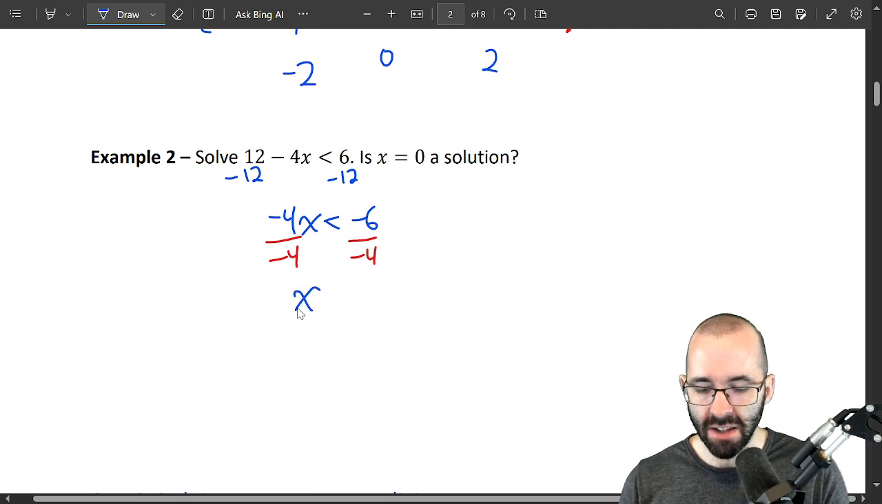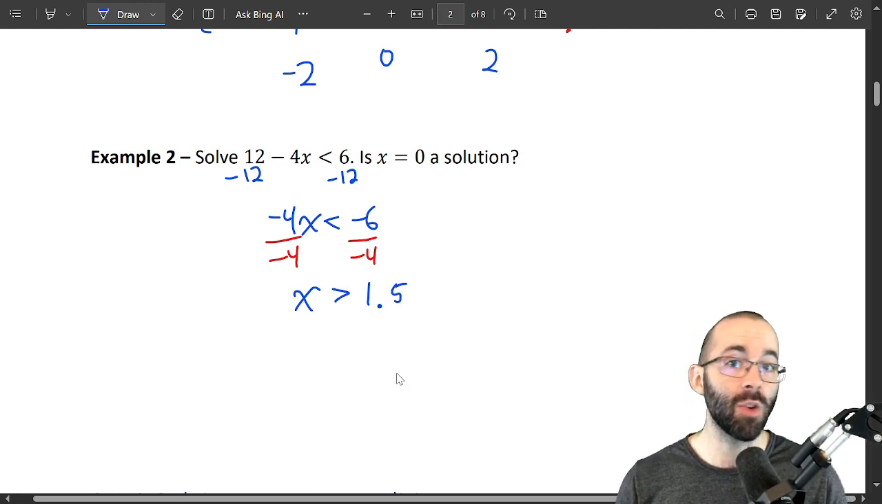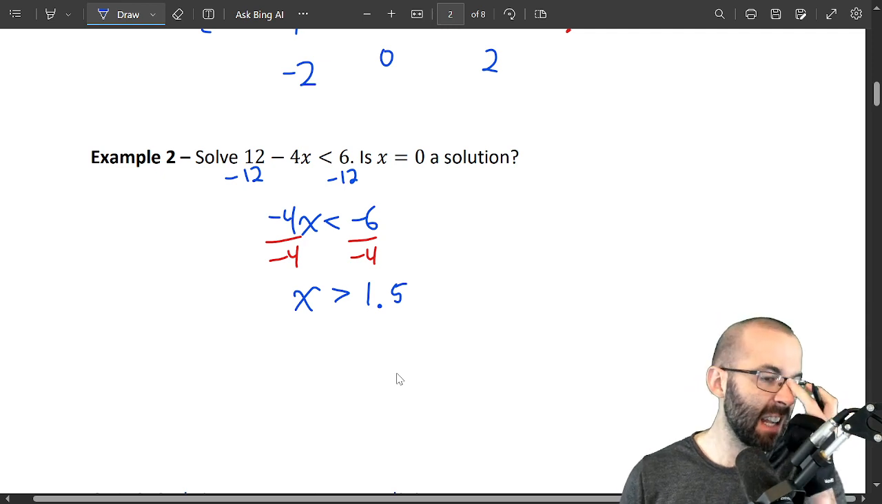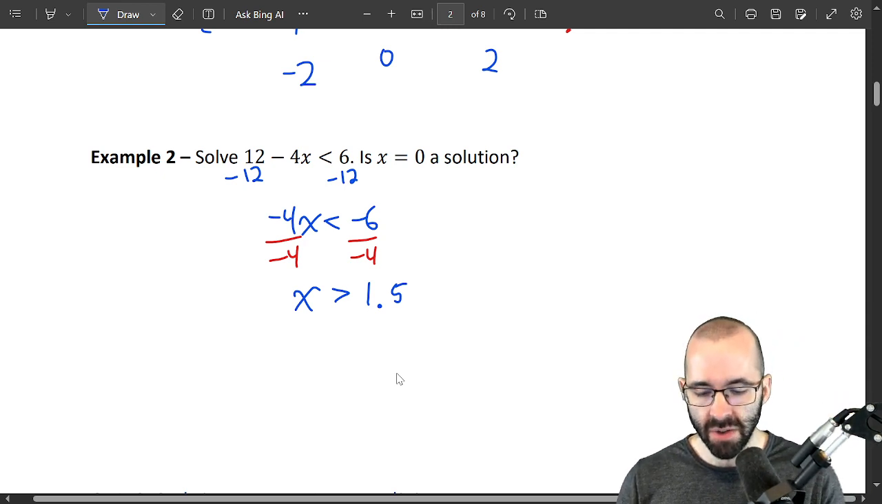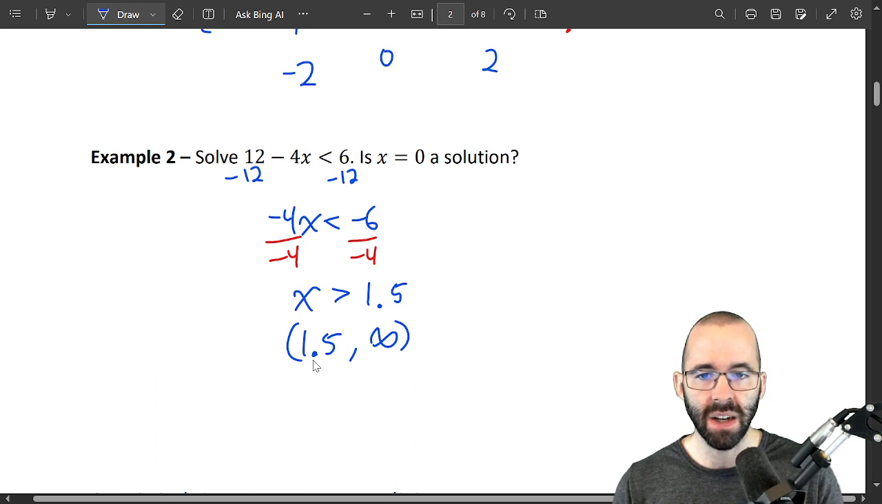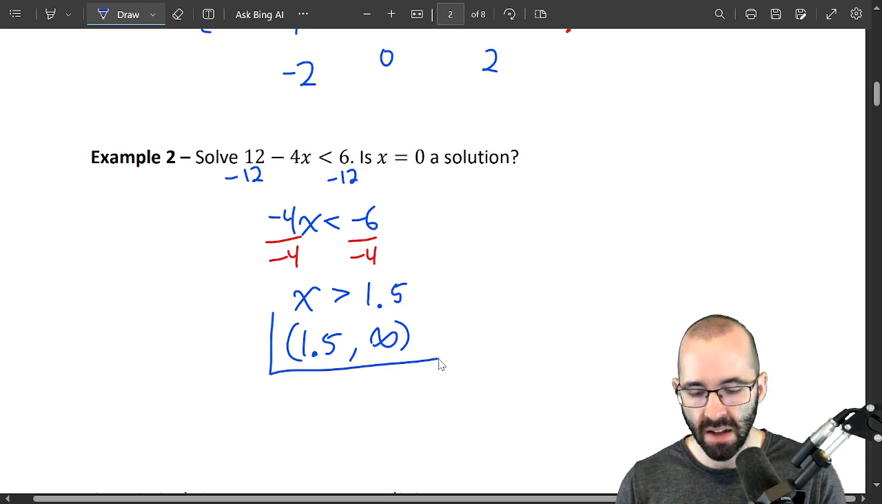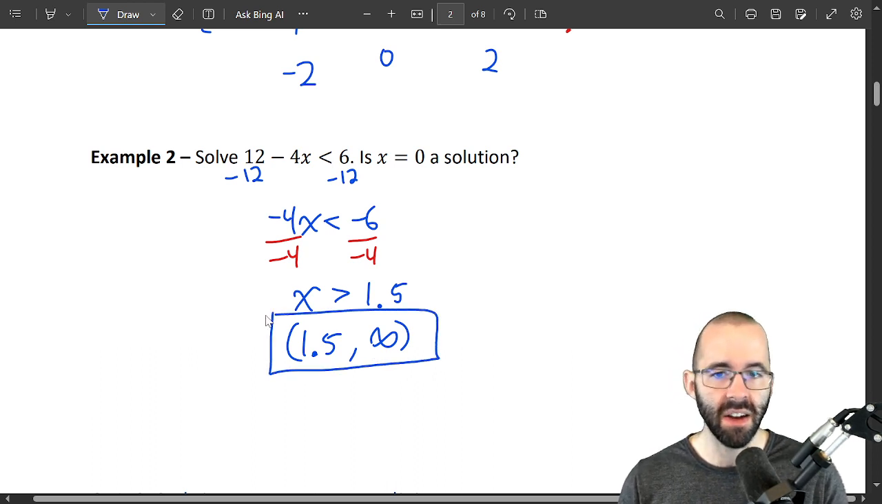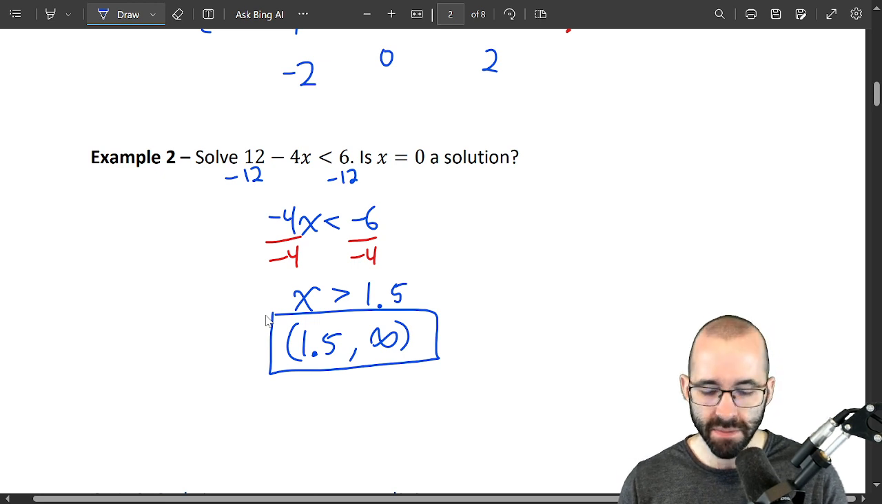So the left-hand side is still x. The right-hand side is 3 over 2, or 1.5. But instead of a less than sign, we got a greater than sign now. So in interval notation, the smallest number that we can be is 1.5. The biggest number we can be is infinity. 1.5 is not included, so it gets a parenthesis. And that's our answer. You could graph this on the number line to help you get there.